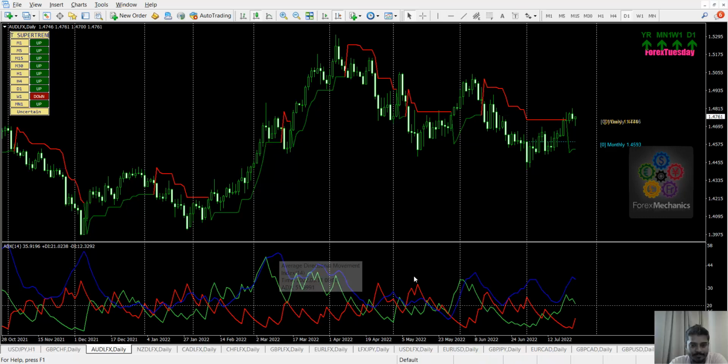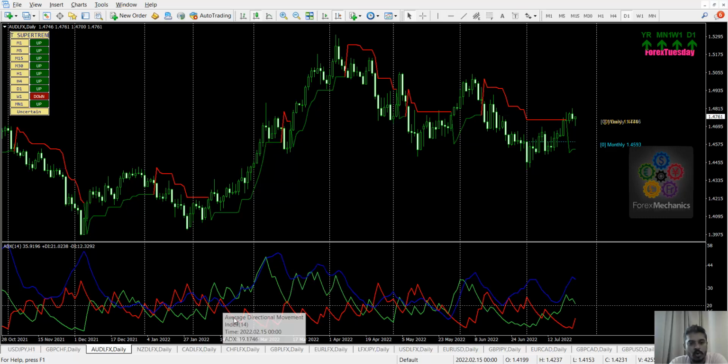Now, for those of you who don't know, the green line denotes the buyers, the red line denotes the sellers, and this blue line, which is the ADX, is not telling you anything about the buyers and the sellers, but it's simply telling you how strong the trend is. So it's irrelevant of the buyers and sellers. If you see that the ADX line, the blue line in this case, is rising, then it simply means that there is a strong trend in that direction.